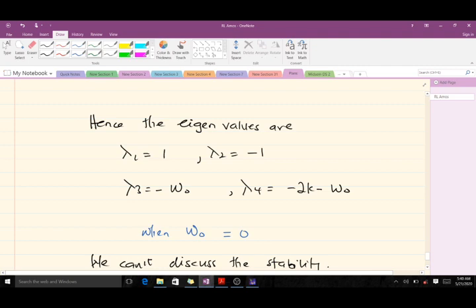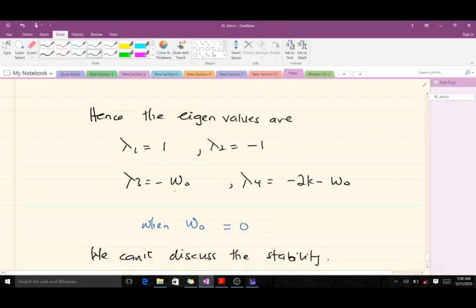Based on the eigenvalues, we have to discuss the stability. Every decision that we are going to make is going to be based on the values for these two here. When our w naught is equal to zero, we have lambda 3 equal to zero. From the Hartman-Grobman theorem, when any of our eigenvalues is zero, we can't discuss the stability because the fixed points are no longer hyperbolic. So when w naught is equal to zero, we can't discuss the stability.